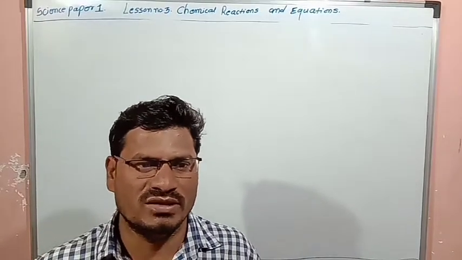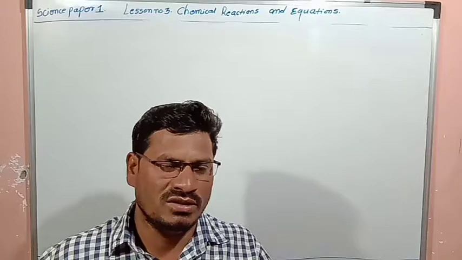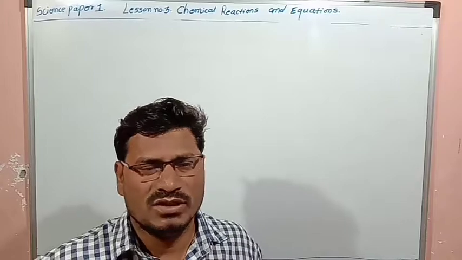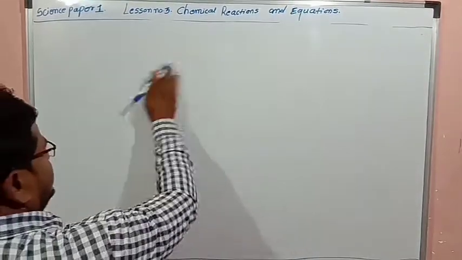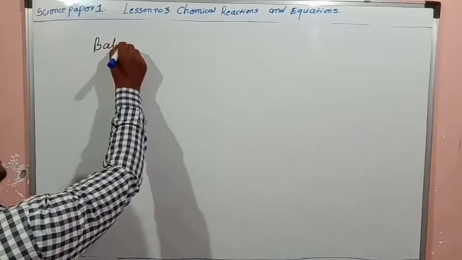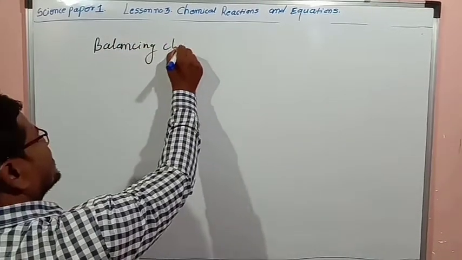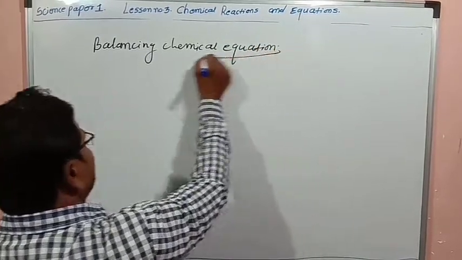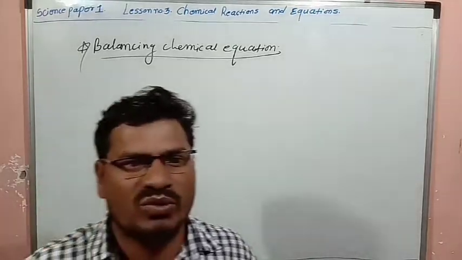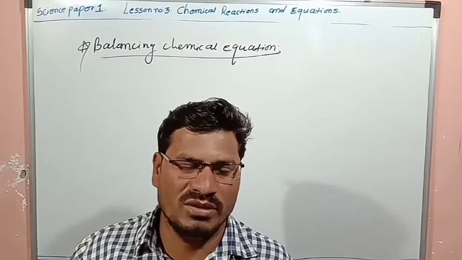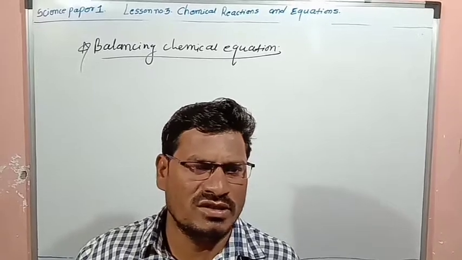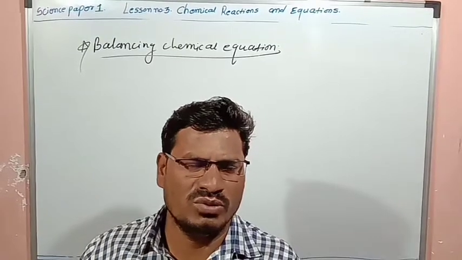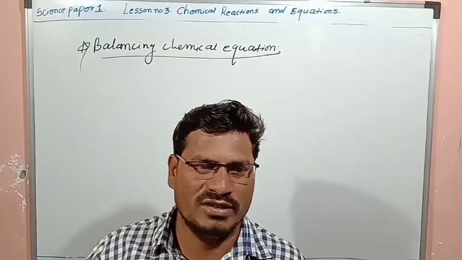What are the ways to balance the chemical equation, and the different steps to balance the chemical equation, we are going to study. So in that, first thing is balancing chemical equation. How to balance that chemical equation? First, you have to decide whether this equation is balanced or unbalanced. So for that one example we are going to learn.